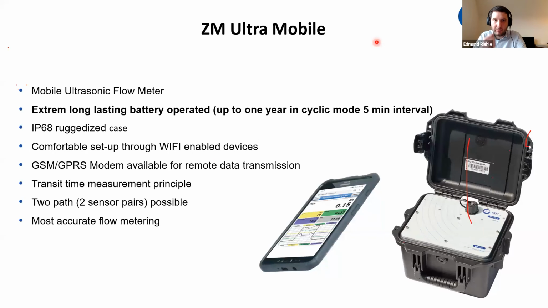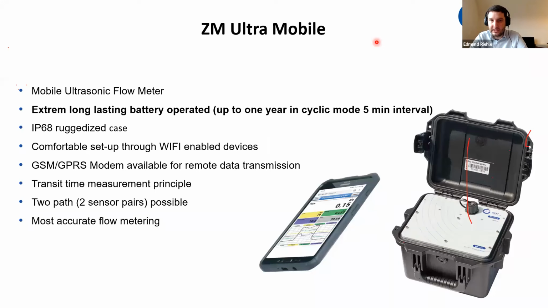Okay, about the ZM Ultra Mobile. This is a mobile flow meter with an extremely long-lasting battery. This is important because in the chambers in Emicool we don't have a power supply, and therefore we had to choose equipment with a very long-lasting battery. It runs up to 1 year on one battery in cyclic mode with a 5-minute interval. It is also IP68 and very ruggedized. This is also important with cooling chambers. You always have the problem with condensate building up inside, so you have to have really ruggedized equipment.